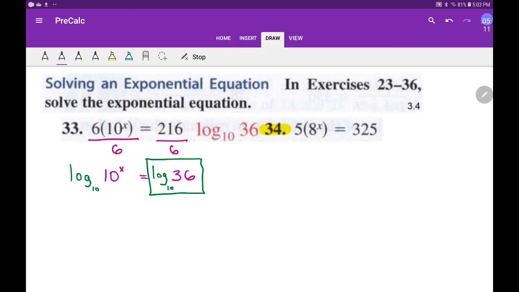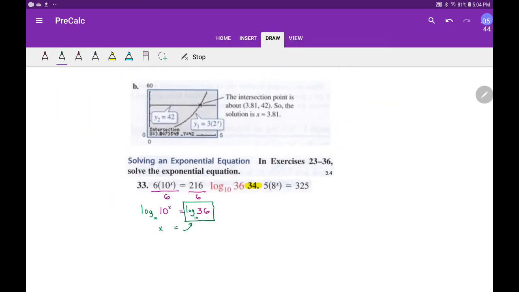And that's it. Because I know on this side, what do I have to raise 10 to get 10 to the x? Well, the answer is x. So this side is x, and it equals that. So I solve for x. Okay, there we go. And if I have a calculator, then I can tell you what that is. But I'm happy with that. Okay, fine. 36. What is it? It's 1.5563. Fine, doesn't matter.